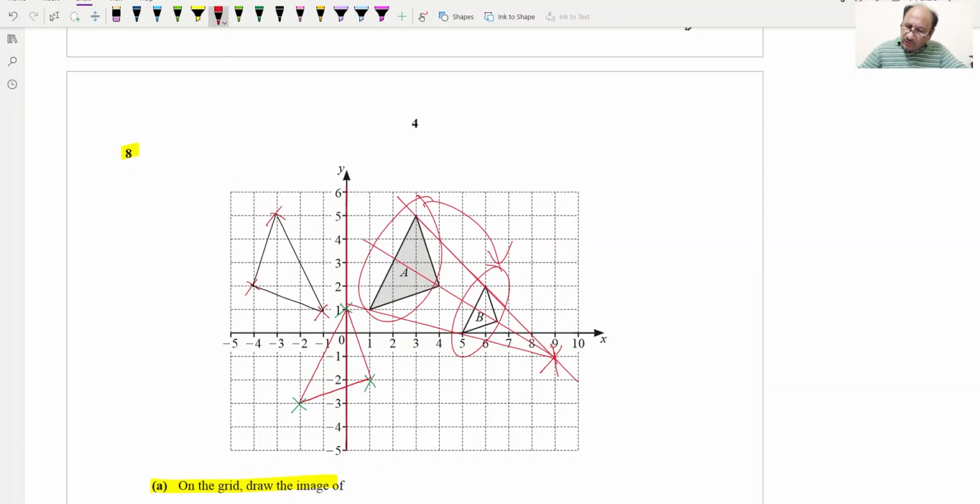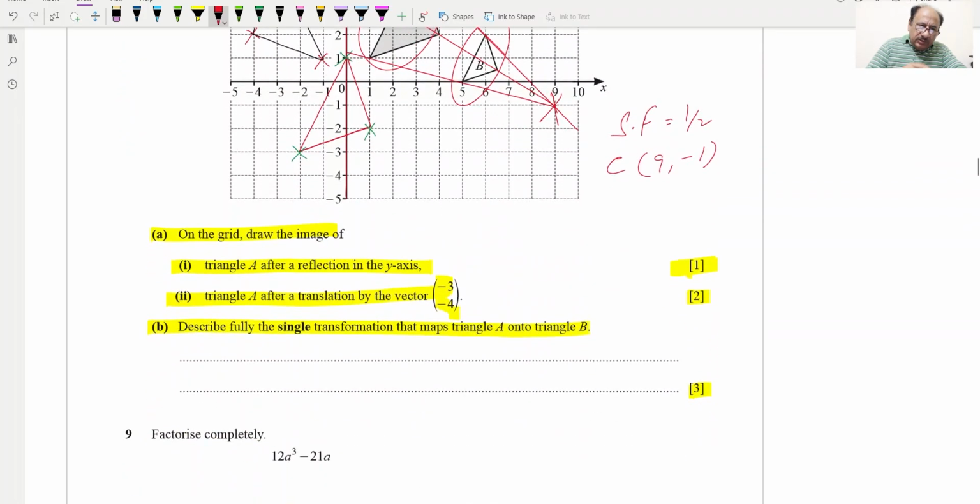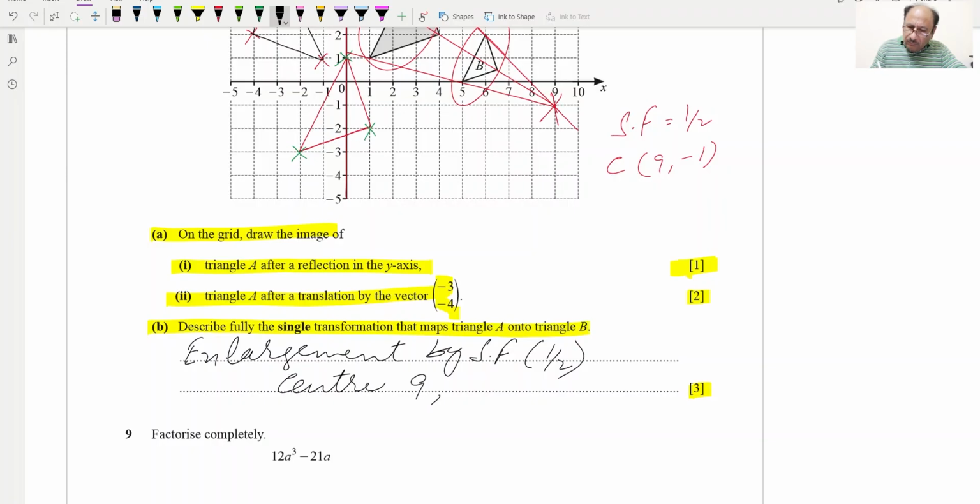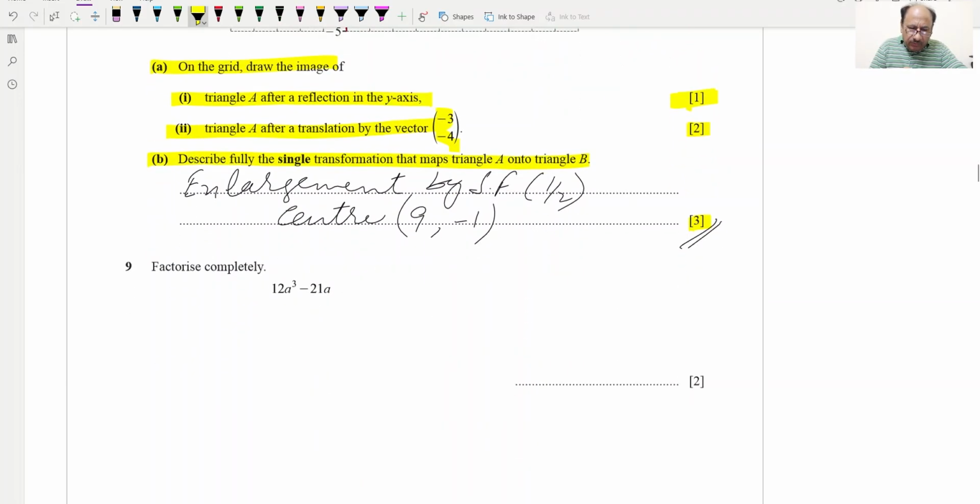So scale factor will be 1 by 2, and the center will be this point, 9 and minus 1. So 9 and minus 1 will be the center. So we can write it is an enlargement by scale factor 1 by 2, and center of enlargement is 9 and minus 1, and this will be a 3 marks question.